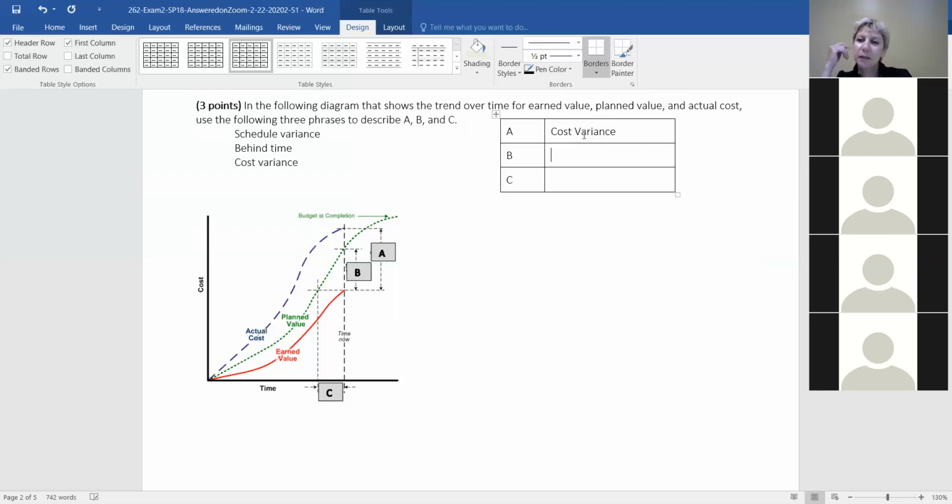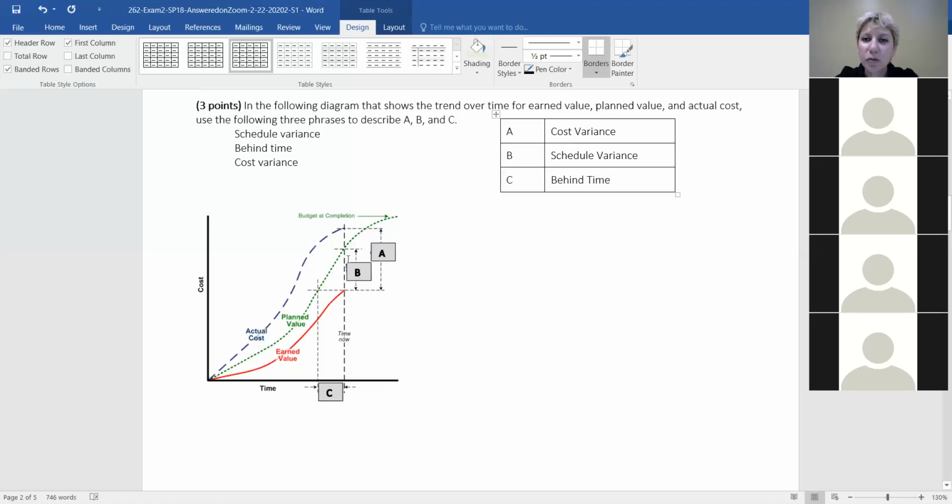B, what is B? That's the difference between plan and earned value, which is schedule variance. And then C is... I can't tell. There is a choice for you there. So C is telling you it'd be behind time, but what is that? What's C representing? Just behind time in terms of time.